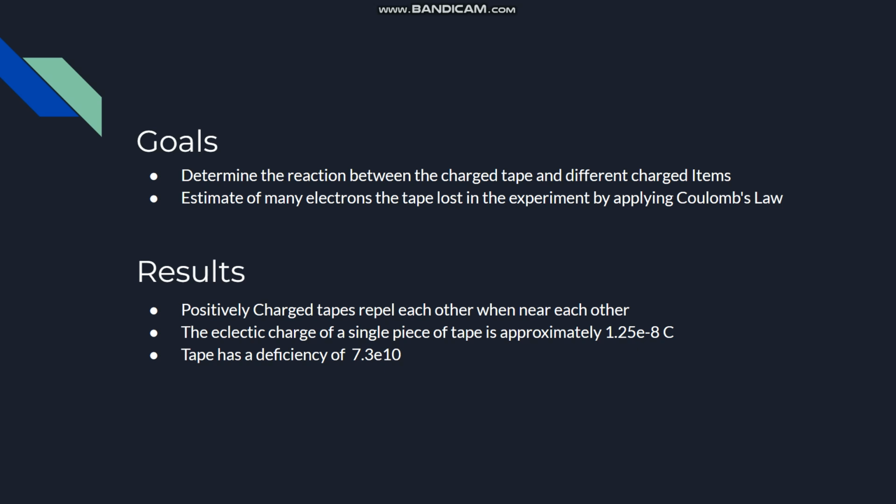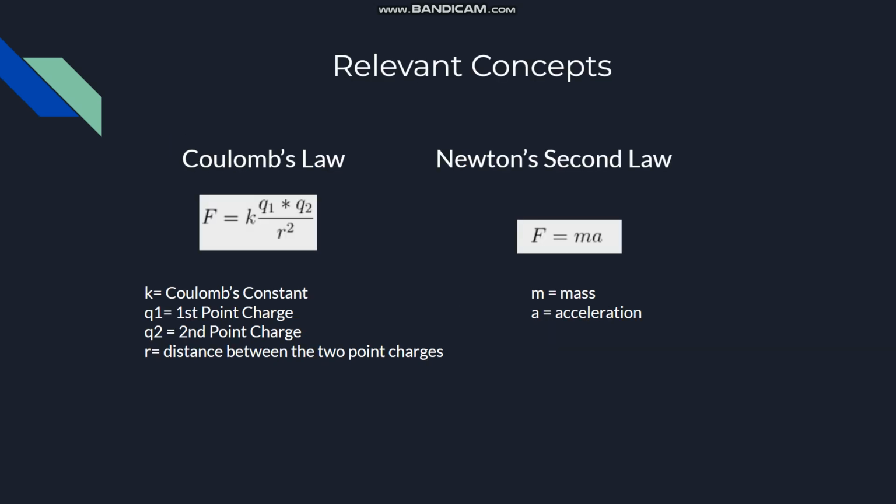The result of the experiment was the positively charged tapes repelled each other when they were near, so when I put them together, they moved against one another. The electric charge of a single piece of tape was found to be approximately 1.25 times 10 to the negative eighth coulombs, and it was found that the tape efficiency was 7.3 times 10 to the 10th.